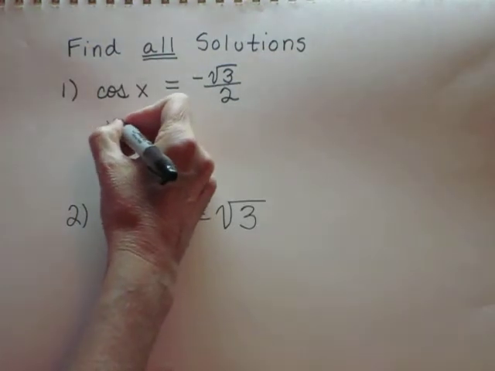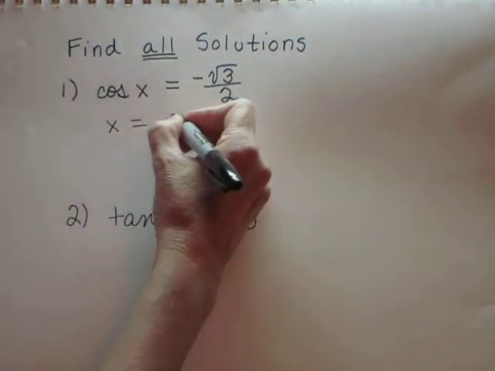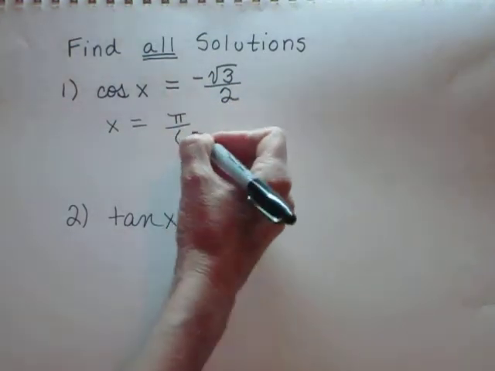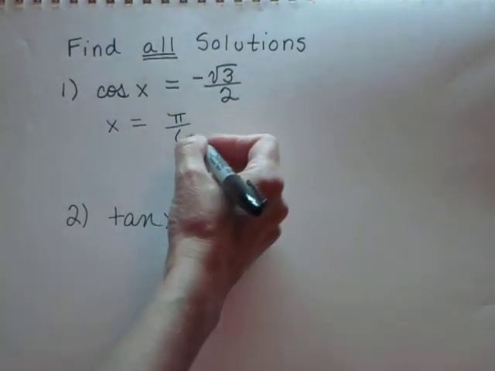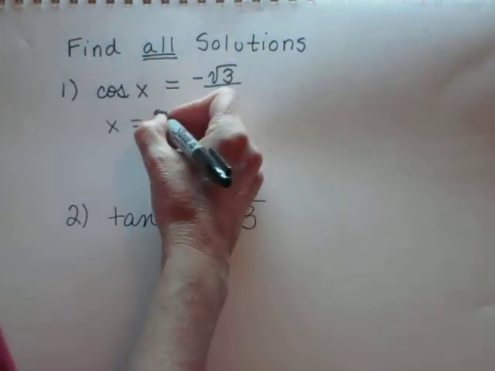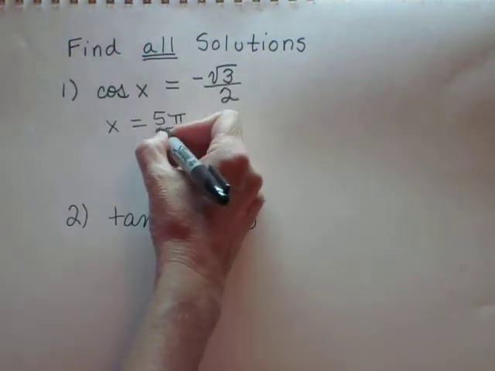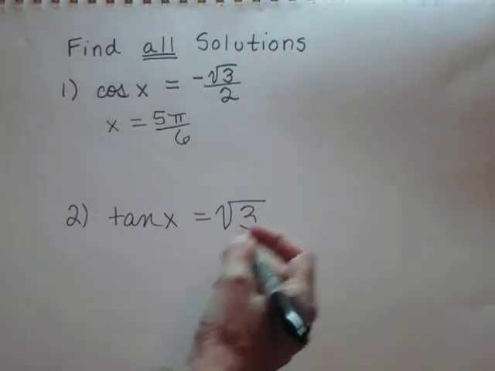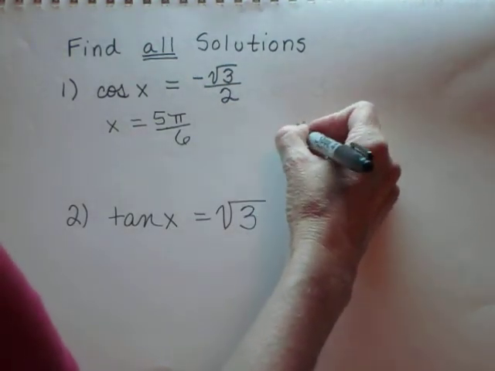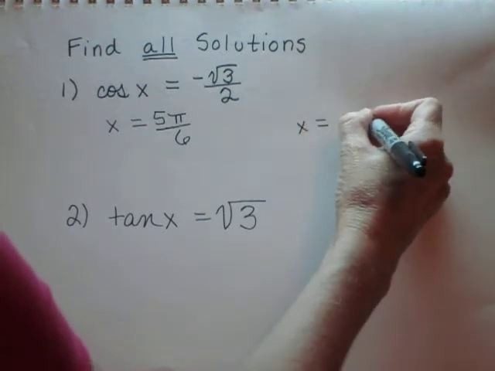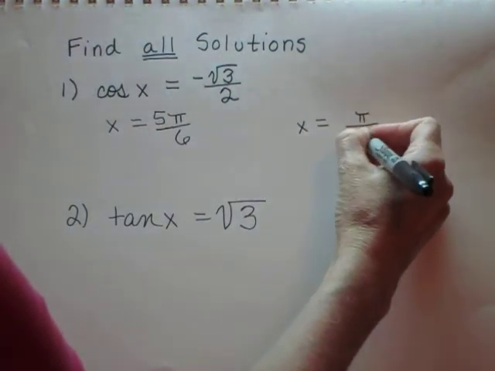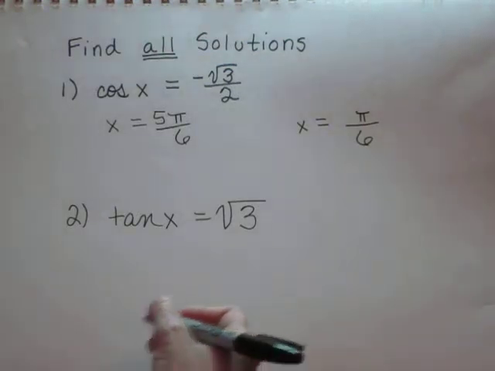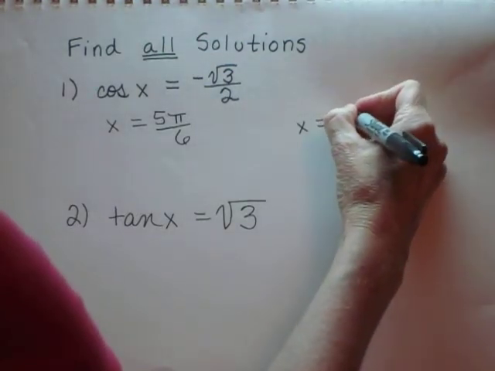So x equals, again, pi over 6 is our reference angle. We're going to put it into quadrant 2, which would be 5 pi over 6. And then we're also going to put our reference angle into quadrant 3. To put pi over 6 into quadrant 3, you're going to have 7 pi over 6.